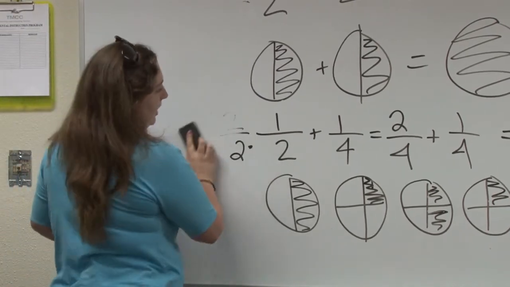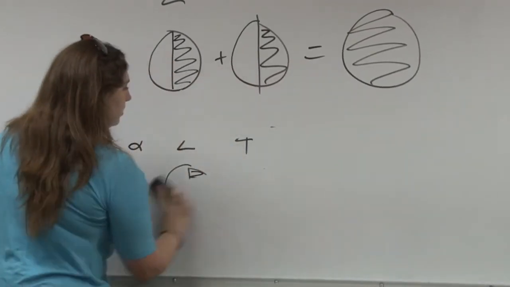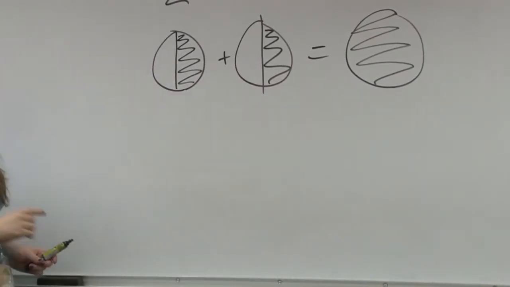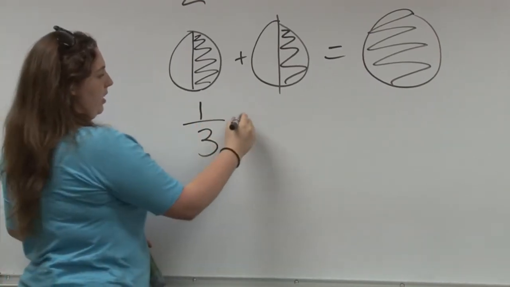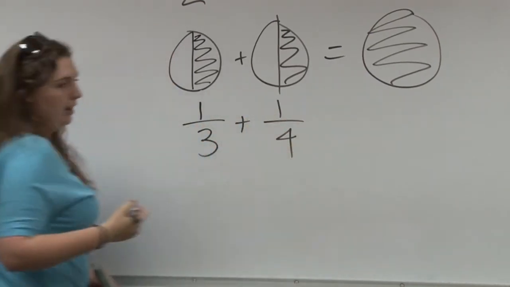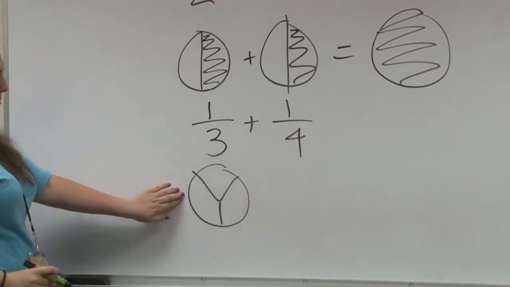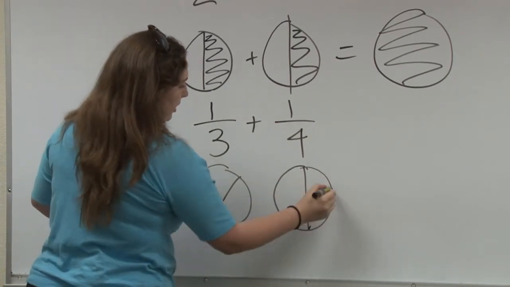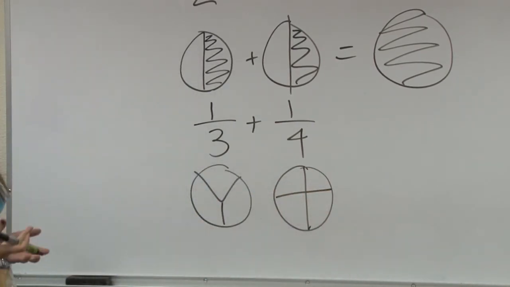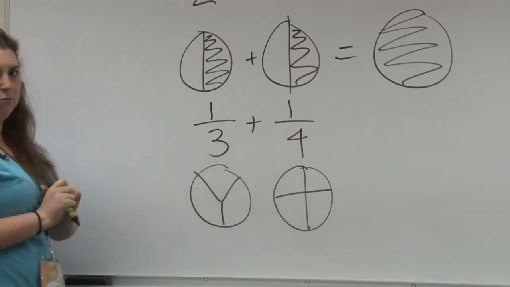So the other case where the denominators are different is when one is not a multiple of the other. So for example, if we're adding a third and a fourth. Well, a third, if we break an object into thirds, it looks something like that in this case. An object into fourths would be like that. It's kind of difficult to compare that way. So we're going to want to break these into the same number of parts.